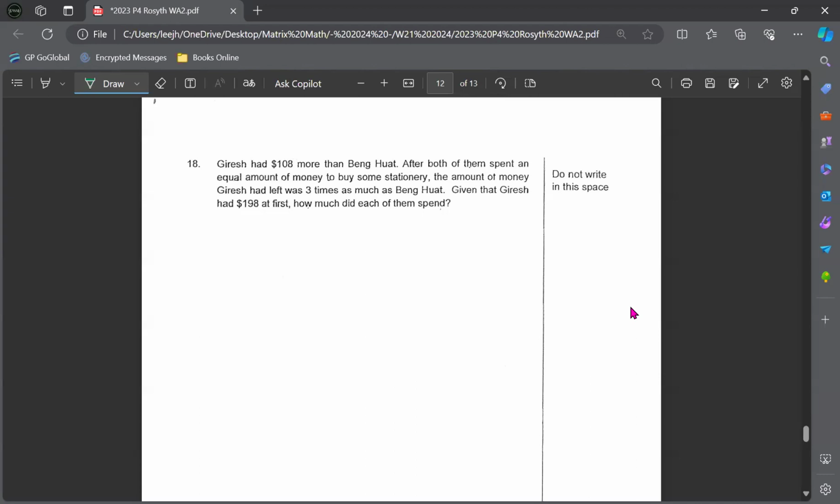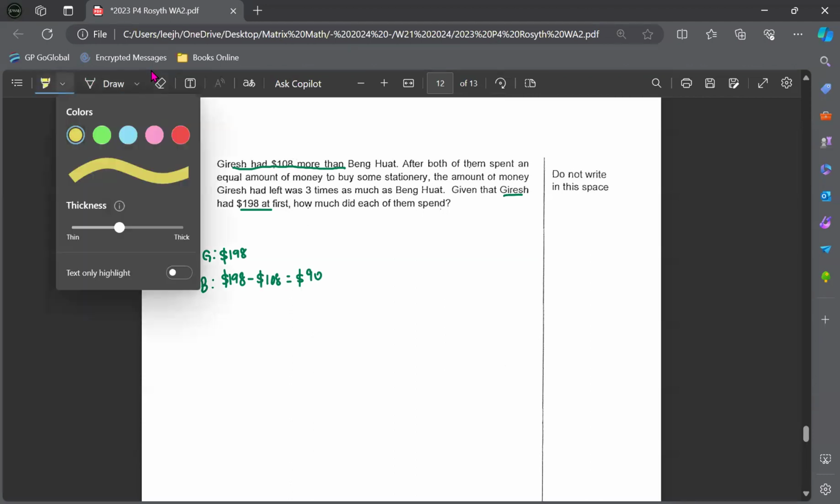So we know the amount of money that this fella has. I write G. He got 198 at first, right? But what about Bing Huat? It says that Jirash had 108 more than Bing Huat. So if he has more, Bing Huat will be 108 less. So it will be 198 minus 108. So Bing Huat only got $90. So we're looking at these two amounts now.